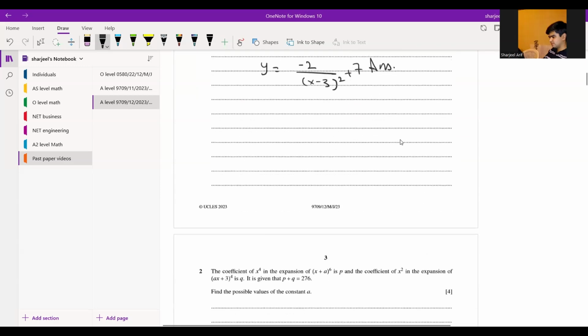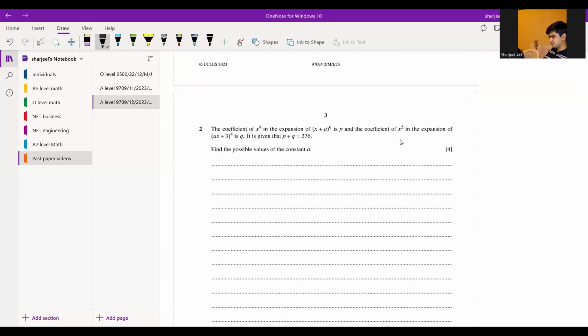For question number 2, we have to find the coefficient of x4 in the expansion of (x plus a) power 6. The coefficient of x4 in the expansion of (x plus a) power 6 is p, and the coefficient of x2 in the expansion of (ax plus 3) power 4 is q, and the sum p plus q is 276. So we have to expand (x plus a) power 6, and we just need to find the coefficient of x4.